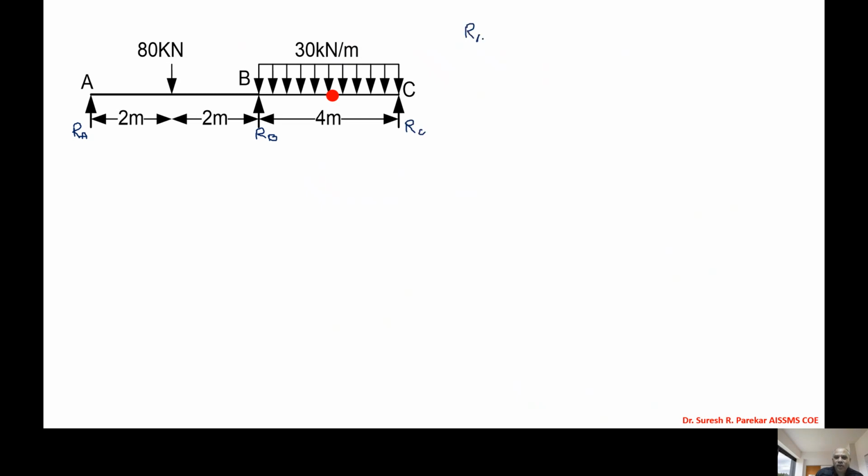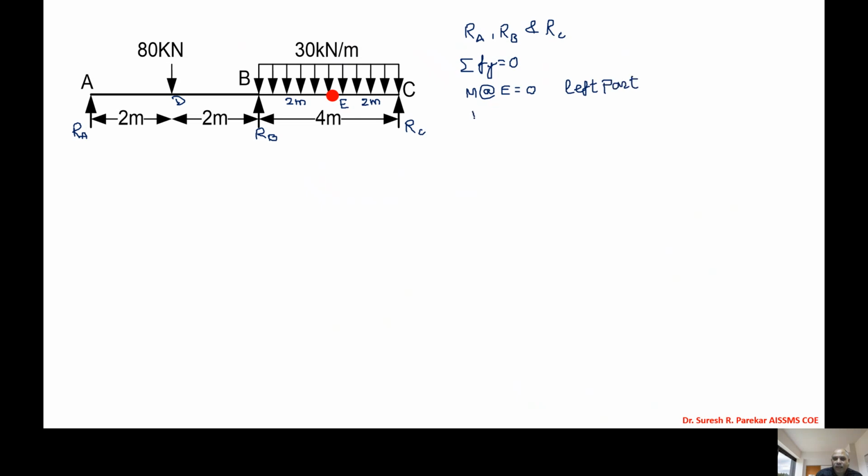Now, unknowns we have 3: RA, RB and RC, and we have to go for 3 equilibrium equations. So we have summation Fy = 0; Fx will not be there, no horizontal reaction or force. Then, as we have at E an internal hinge, we have this distance 2 meters, and this distance 2 meters. This is given. And then we have two equations: moment about E, that is the internal hinge, is 0 from the left part.